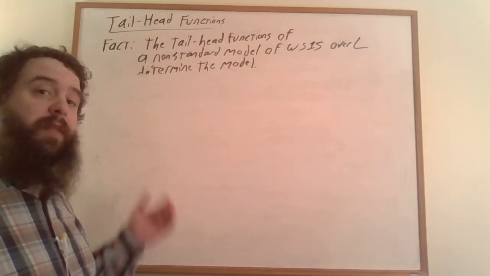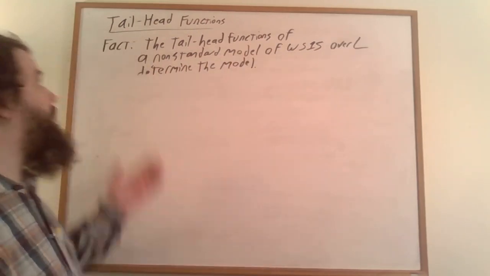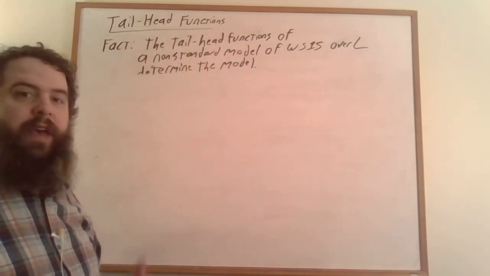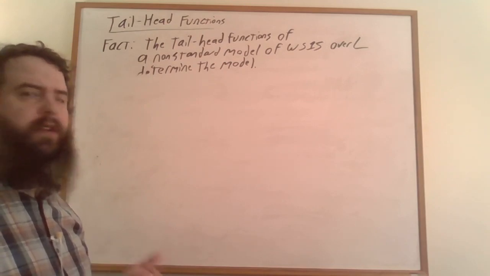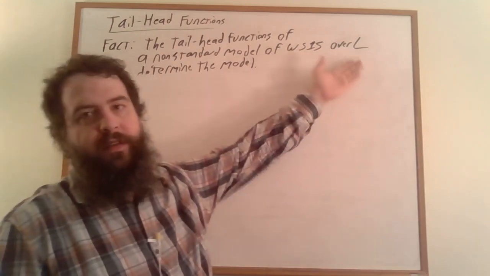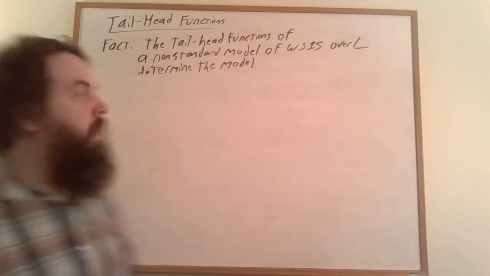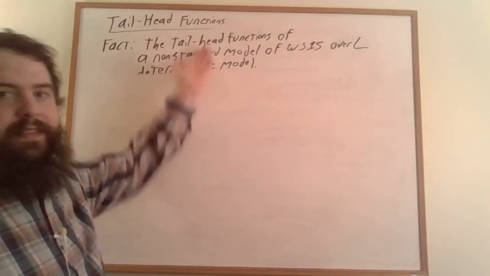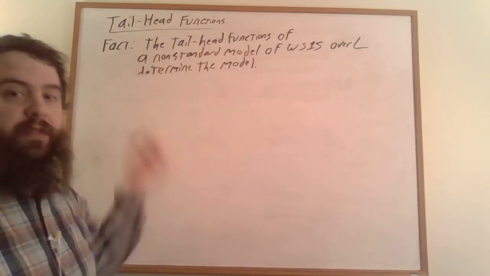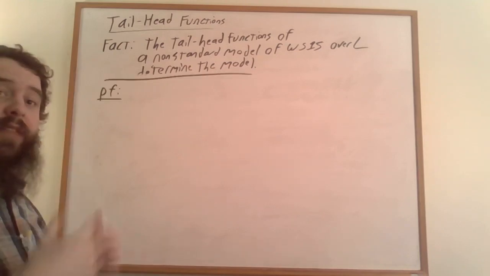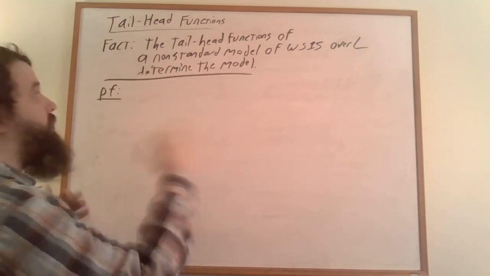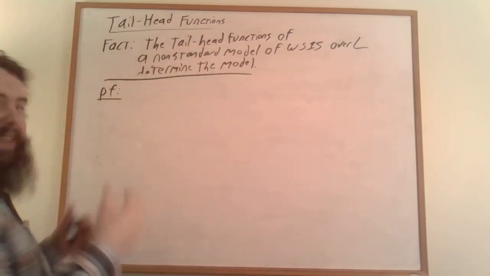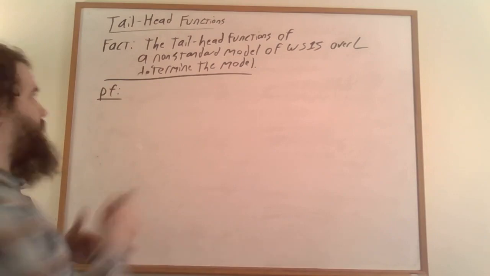So to state this formally, and I like to call this the tail-head lemma: if two non-standard models of weak S1s have the same tail-head functions, and we require that these two non-standard models have the same first-order part, the same woozle, let's say that's L, then these two non-standard models are the same model, right? This information is enough to determine precisely what model we're looking at. And the proof is as follows. Suppose that we have two different models that have the same tail-head functions and the same first-order part, but they disagree somewhere on their second-order part.